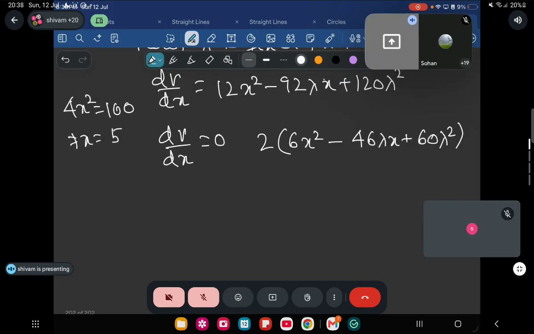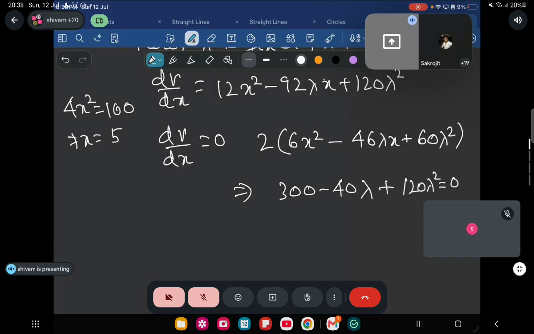We are getting dv by dx. We have to put it equal to 0. So substitute x equal to 5. What do we get? 2 will go on. So it will become 6 into 5. So 300 minus 460 lambda plus 120 lambda square equal to 0.